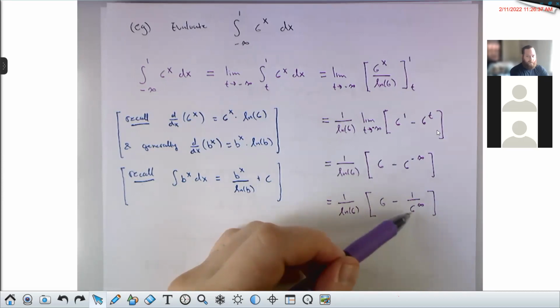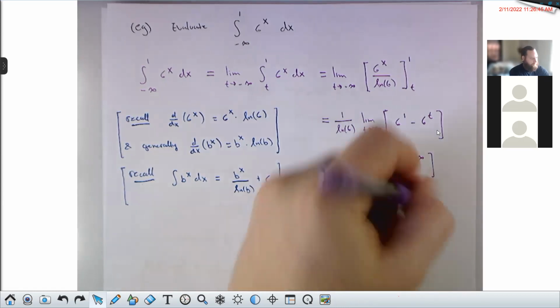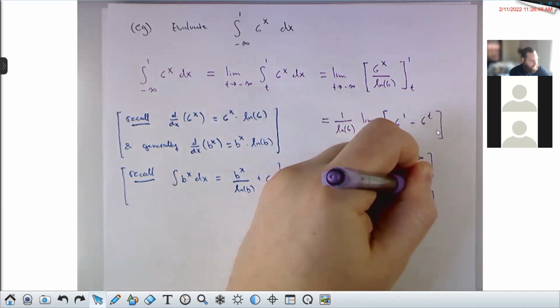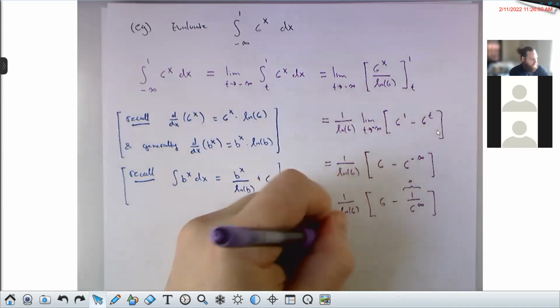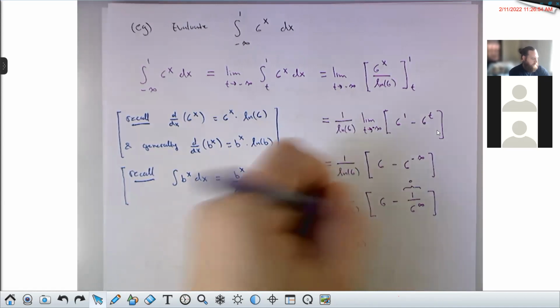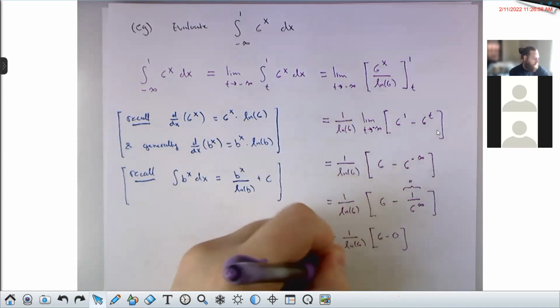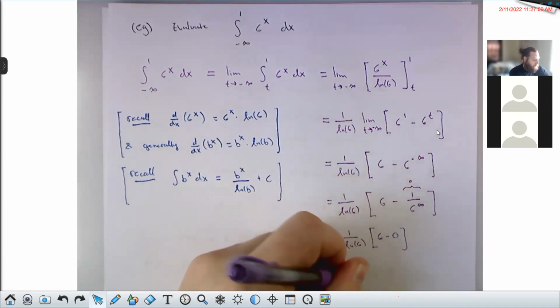If you take the number 6 and you raise it to an incredibly large power, that's going to be a very, very large number. So this is like 1 over infinity. This is 0. So you get just 1 over the natural log of 6 times 6 minus 0, or 6 over the natural log of 6.